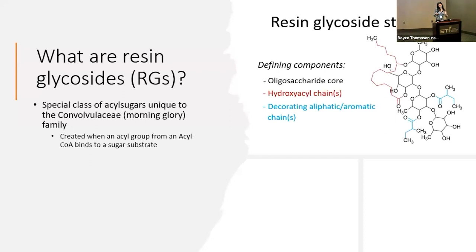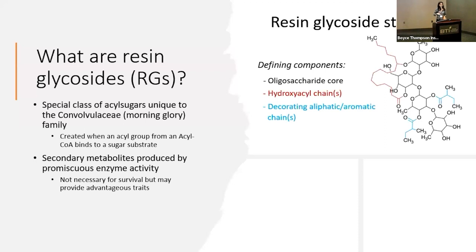Their defining components are a core made of multiple sugars, one or more hydroxyacyl chains, which you can see are in red, and decorating aliphatic chains or acyl groups. Those are in blue. And so they are created through a process called promiscuous enzyme activity.